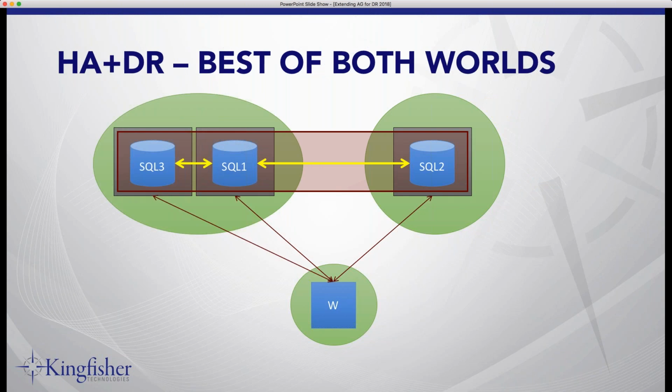You can also set this up for high availability and disaster recovery at the same time. So you might have a local HA portion of your availability group where you have a synchronous replica between SQL 1 and SQL 3. And you might have a disaster recovery portion of your AG that's in a different data center that's on SQL 2. So SQL 1 is going to be replicated to both SQL 3 synchronously and SQL 2 asynchronously. They're all going to use the exact same witness. They're all part of the same availability group, and it really does work quite well.